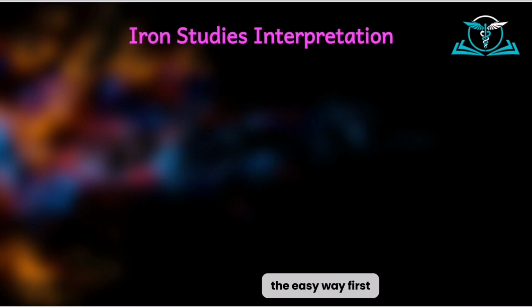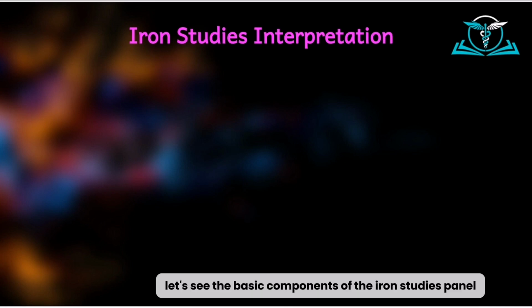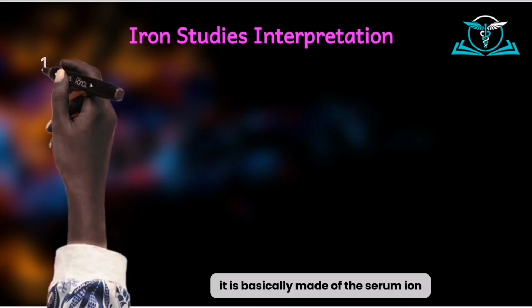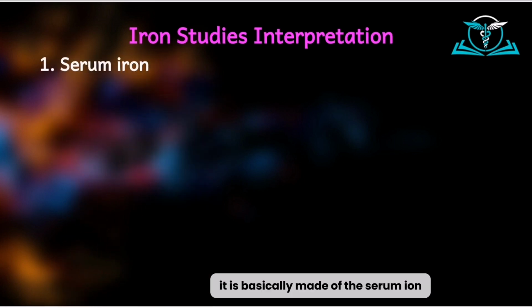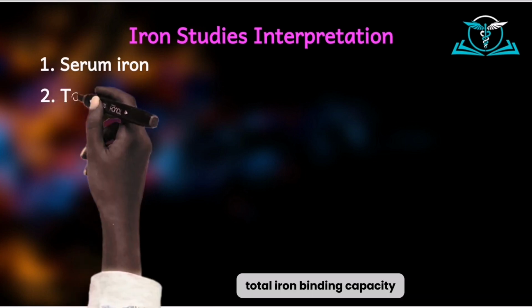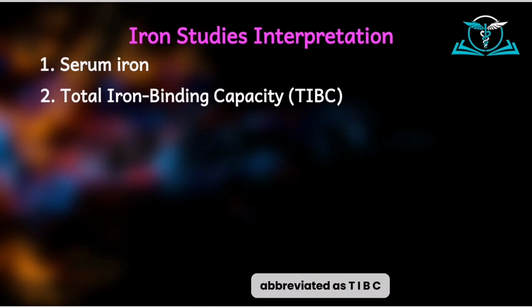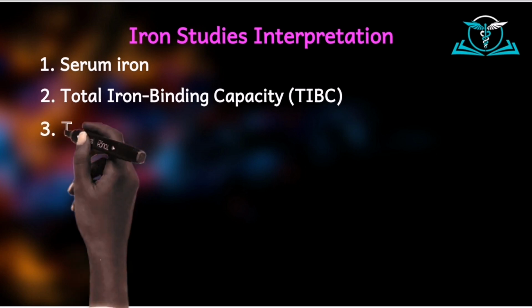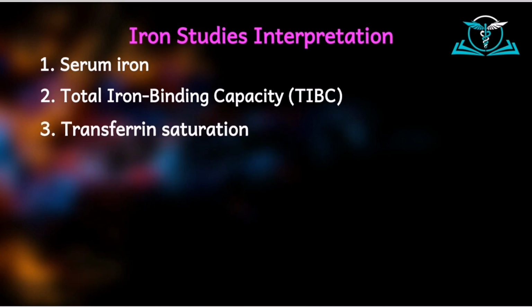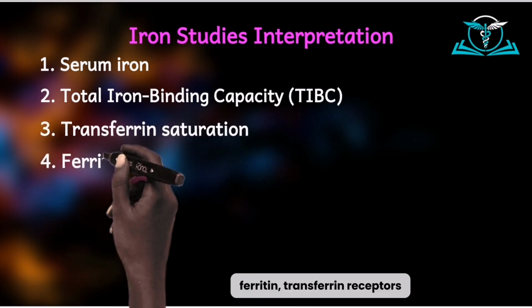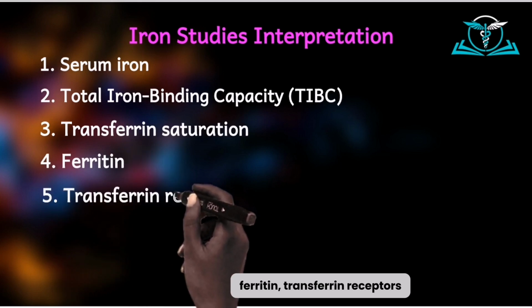In this video, I aim to discuss how to interpret the iron studies the easy way. First, let's see the basic components of the iron studies panel. It is basically made of the serum iron, total iron binding capacity, abbreviated as TIBC, transferrin saturation, ferritin, transferrin receptors.